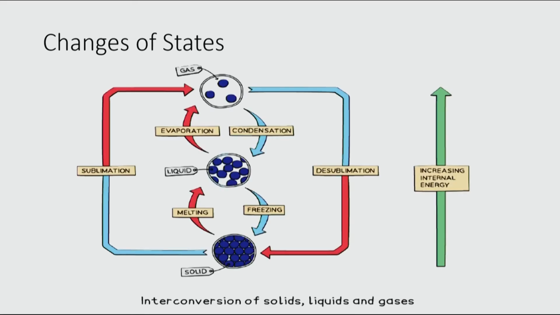Now we are all familiar with the diagram whereby we see that solid changes to liquid through melting and liquid changes to a gas through evaporation. And the same thing happens from gas changes to liquid through condensation and liquid changes to a solid through freezing. However, some of us may not be familiar that some solids will change directly from solid to gas without passing through the liquid phase. And this will be known as sublimation, and the reverse, whereby gases change directly to solid without passing through the liquid phase, will be known as desublimation.